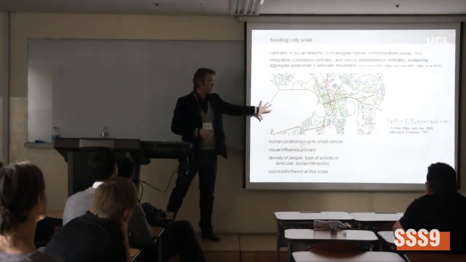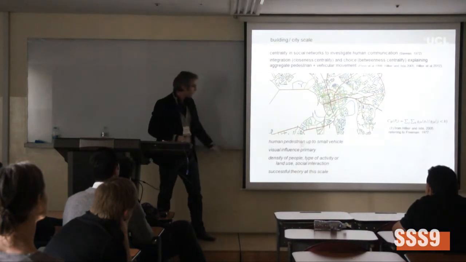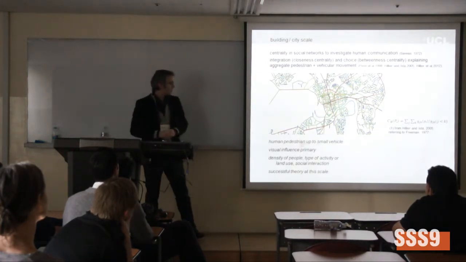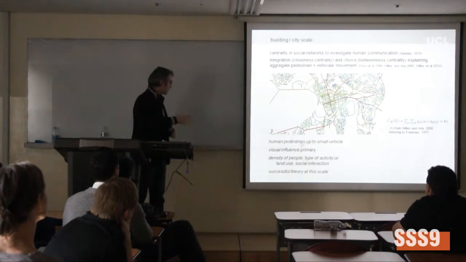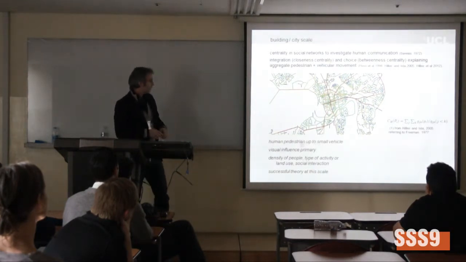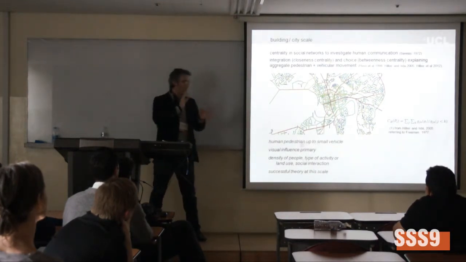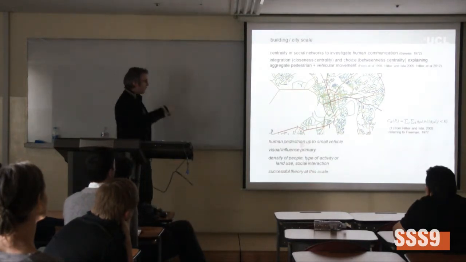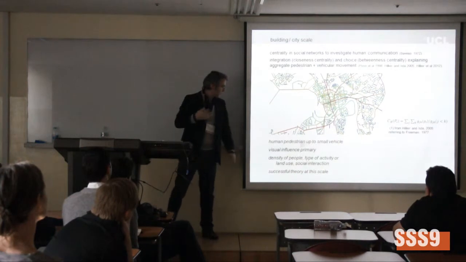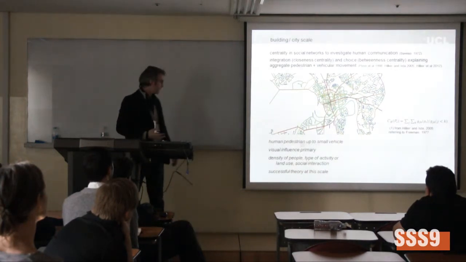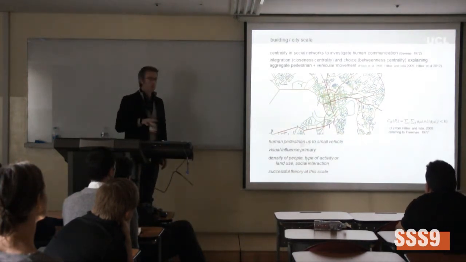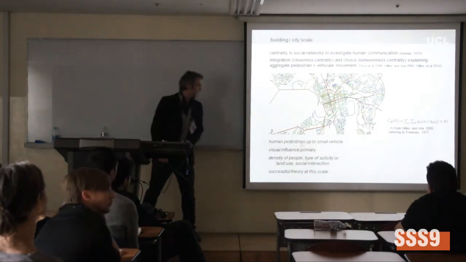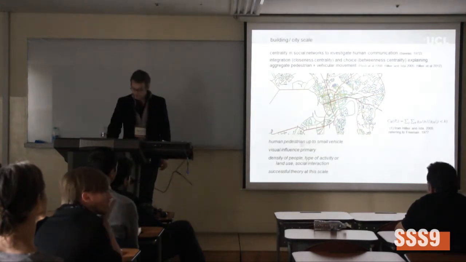But it's a very different scale that we're dealing with here. So at the city scale we're dealing with human behavior, pedestrian up to small vehicle. We're dealing with a situation in which visual influence is often the primary mode of making decisions, and so on. And we can predict things like the density of people, the type of activity you might see, land use, potentially social interaction, these sorts of things. So we've got a fairly successful theory at this kind of scale.